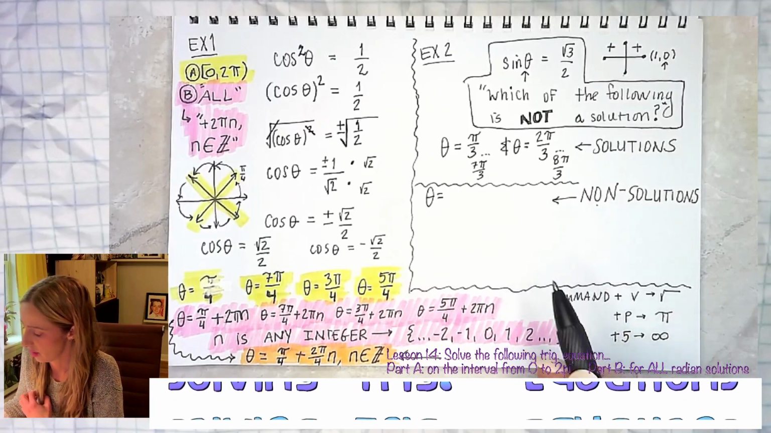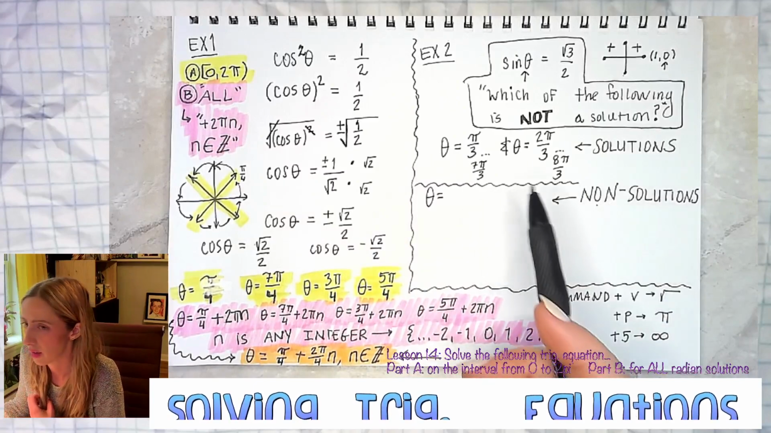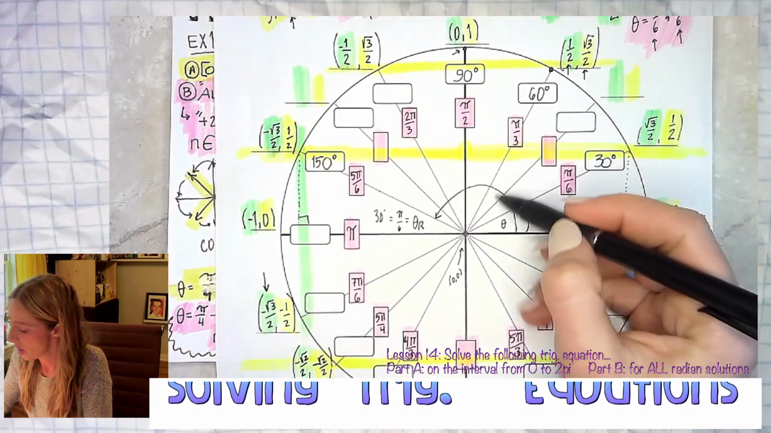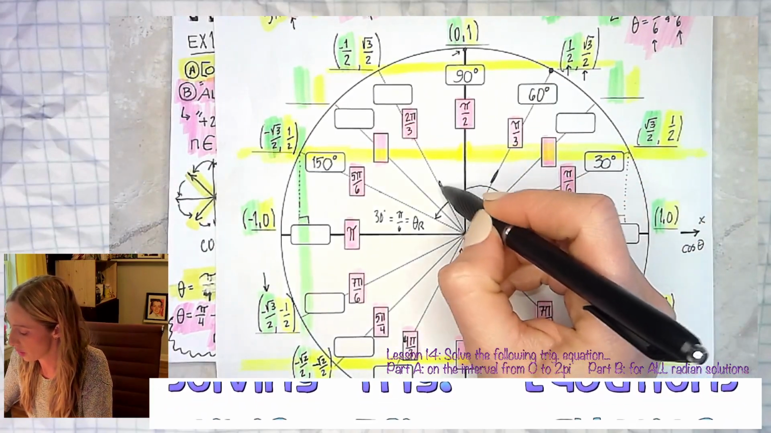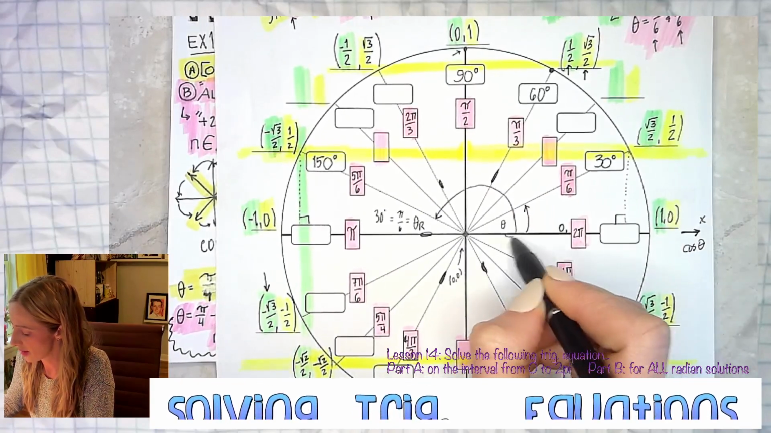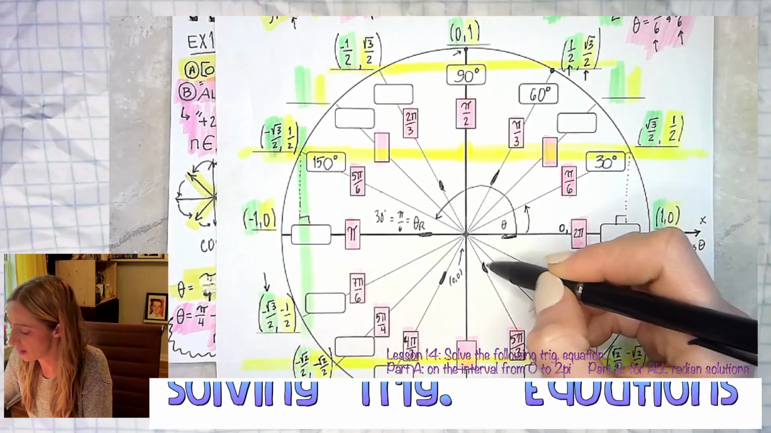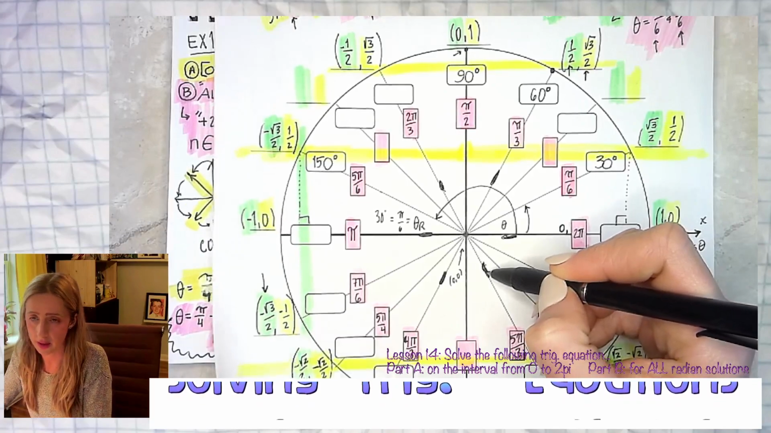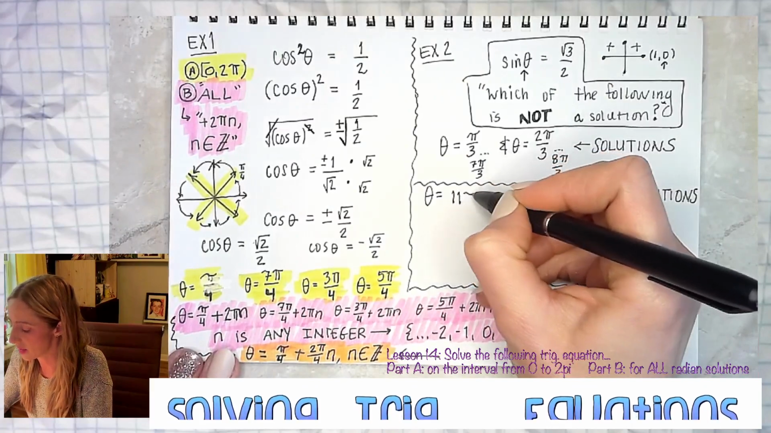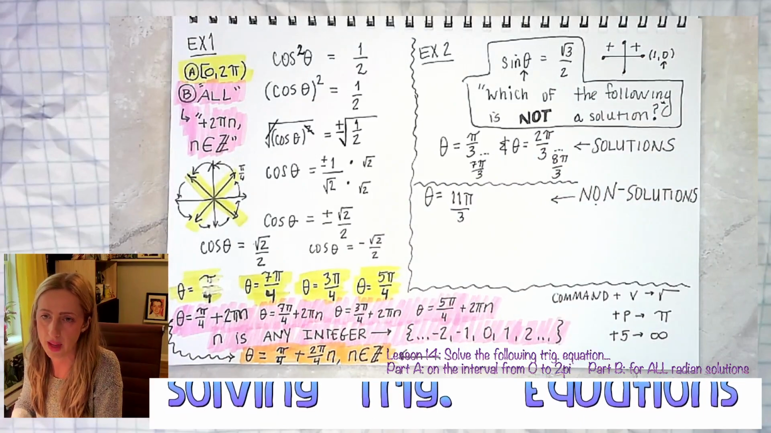5 pi over 4 wouldn't be a solution. I want an angle over 3. 5 pi over 4 is not a solution. You're right. 11 pi over 3. So let's see where 11 pi over 3 would be. Let's make sure. That's 1 pi over 3, 2, 3 pi over 3, 4 pi over 3, 5 pi over 3, 6 pi over 3, 7, 8, 9, 10, 11. 11 pi over 3 lands here. Sine would be negative radical 3 over 2. So Ben is right. That's a non-solution. If that was a choice and the question is pick something that's not a solution, Ben would get it right.